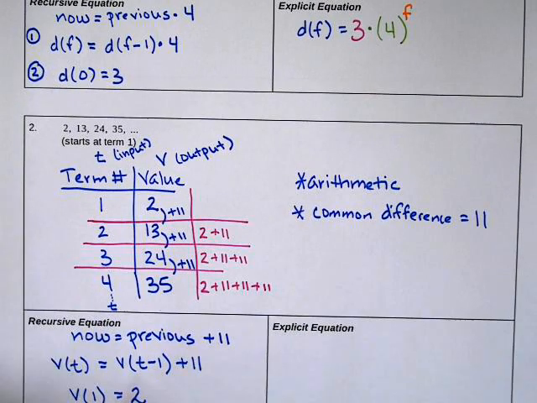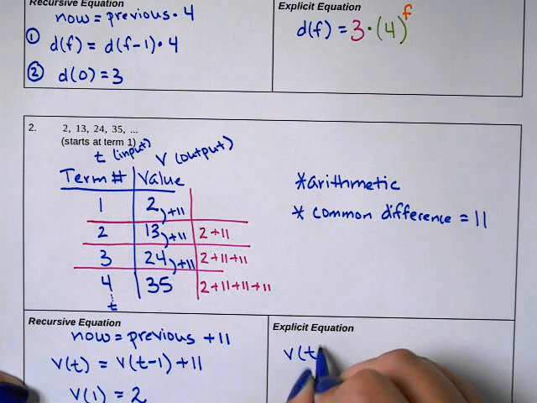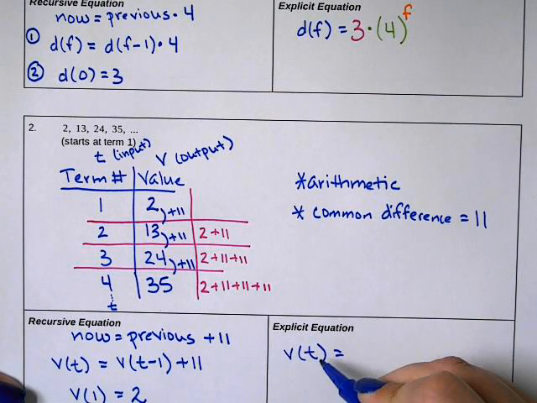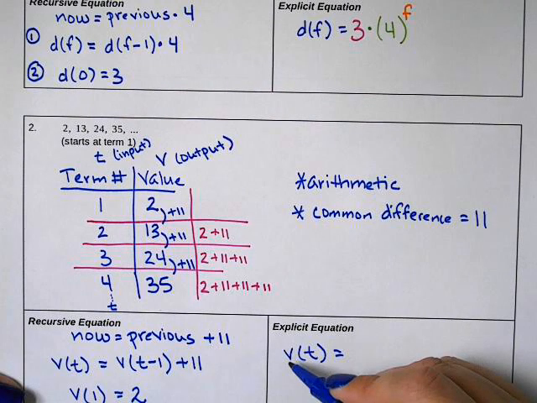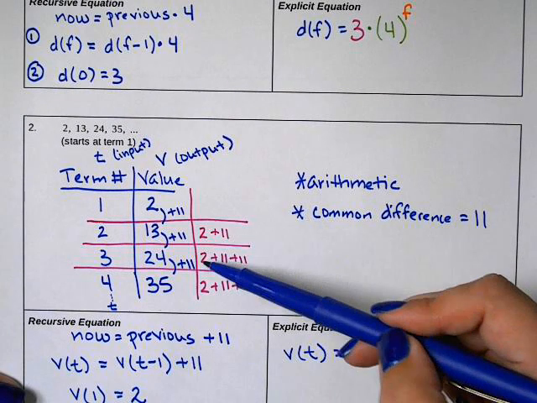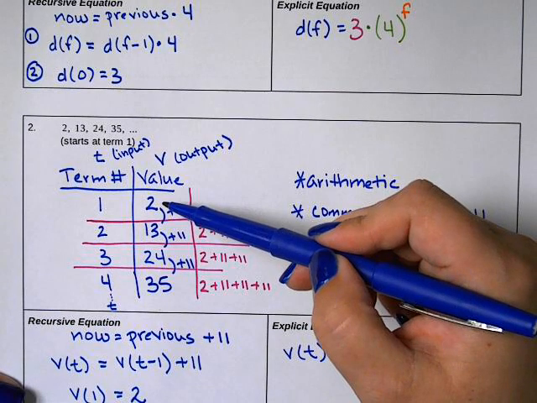All right, so for my explicit equation, I know that I'm going to do V of T. Remember, T's our input, so it goes inside the parentheses. V's the output, so it's outside the parentheses. If I look, each of these started with a 2, and that was my initial value.